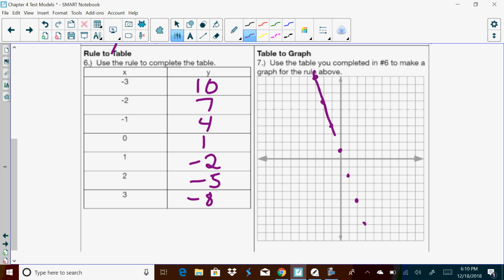And then I would draw my line. Make sure to put arrows at either side. Just pause the video, and that's how you do the second question.